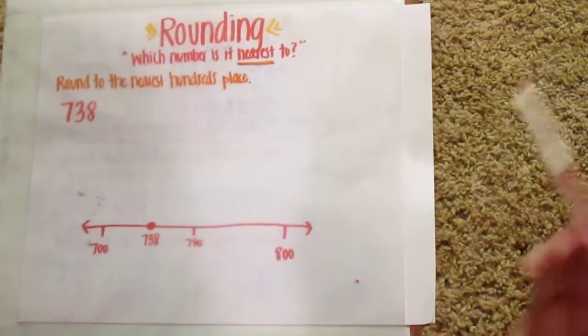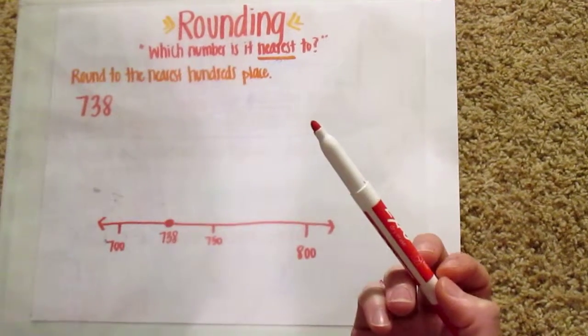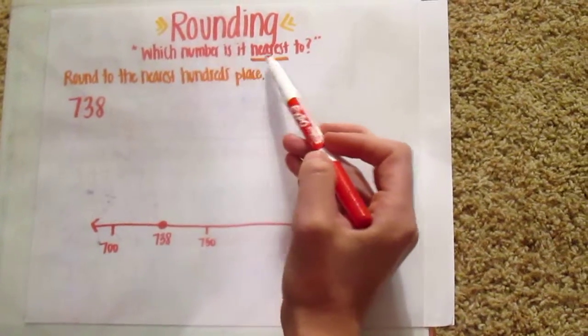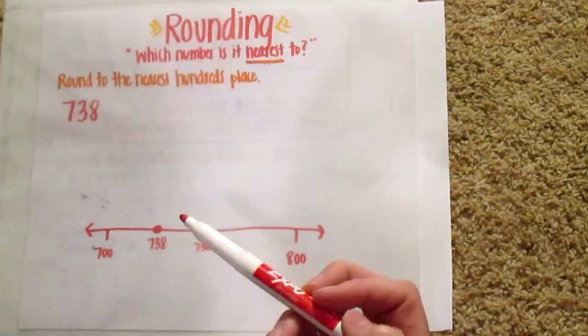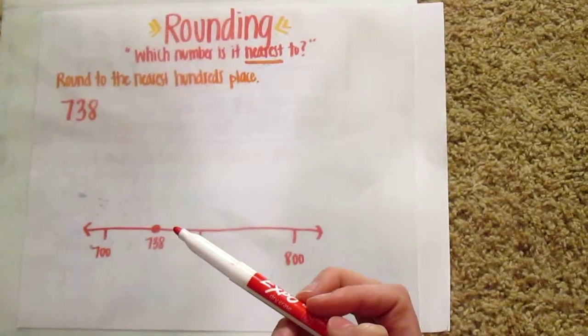So what does it mean to round? A good way to look at rounding is to ask yourself, which number is it nearest to? So let's keep that question in mind as we look at this first example.